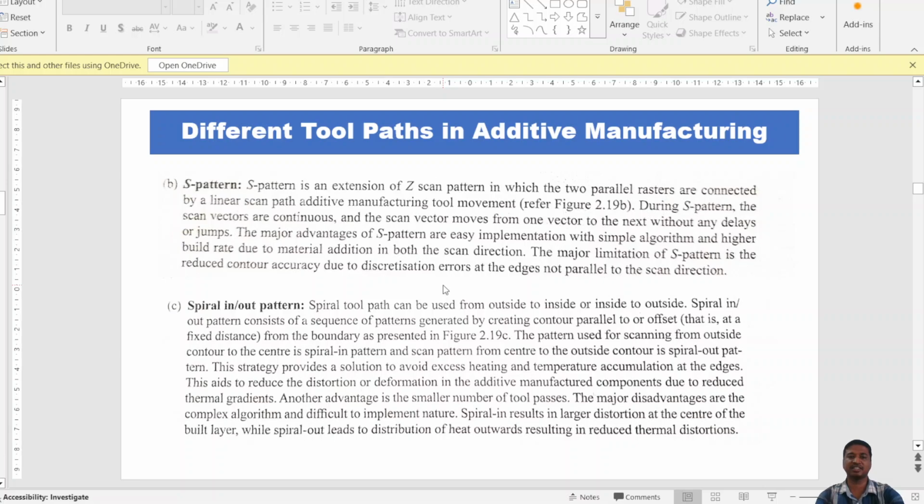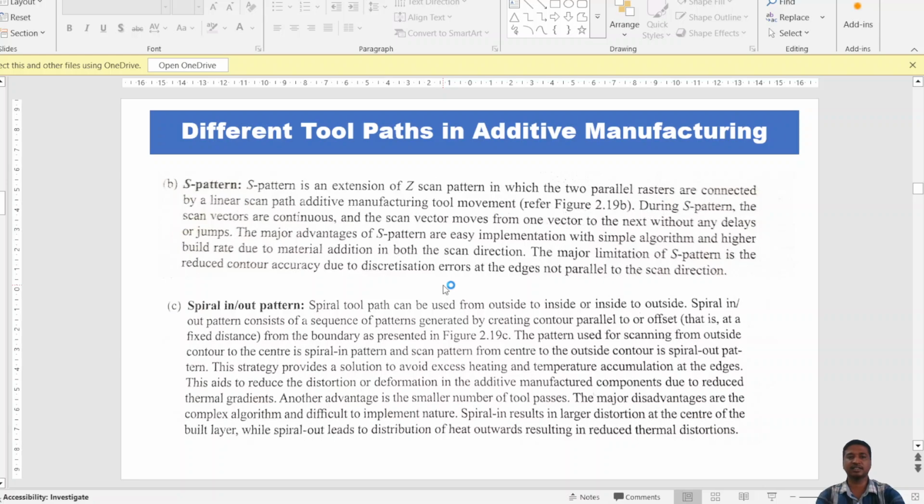This strategy provides a solution to avoid excess heating and temperature accumulation at the edges. This aids in reducing the distortion or deformation in the additive manufactured component due to reduced thermal gradients. Another advantage is a similar number of tool passes. The major disadvantages are the complex algorithm and difficult implementation. Spiral in results in larger distortion at the center of the build layer, while spiral out leads to the heat moving outwards, resulting in reduced thermal distortion.